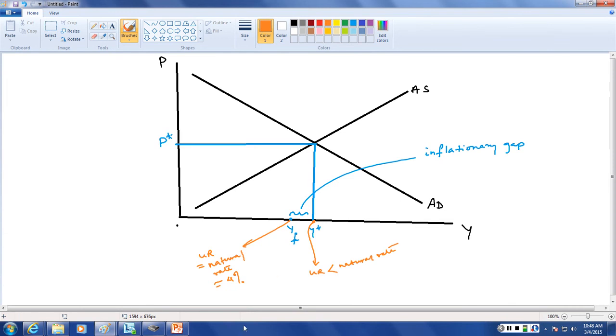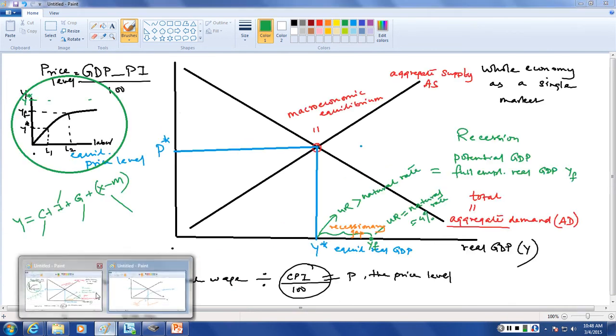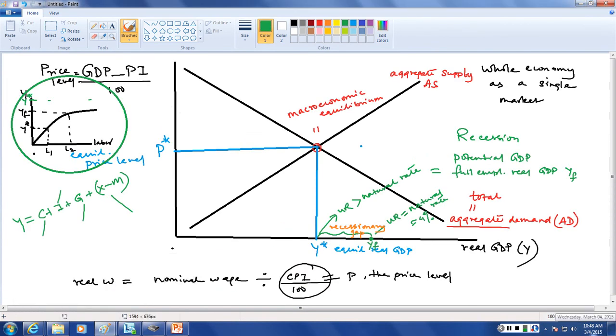Now let me go back to the previous diagram, because recessions are clearly more worrisome than when you have inflationary gaps. Because when you have inflationary gaps, the economy is doing super great, you see. We've exceeded full employment. So there's nothing really to worry about, at least in terms of unemployment. There is a worry, though, and that worry is going to be inflation. But I'll talk about that later.